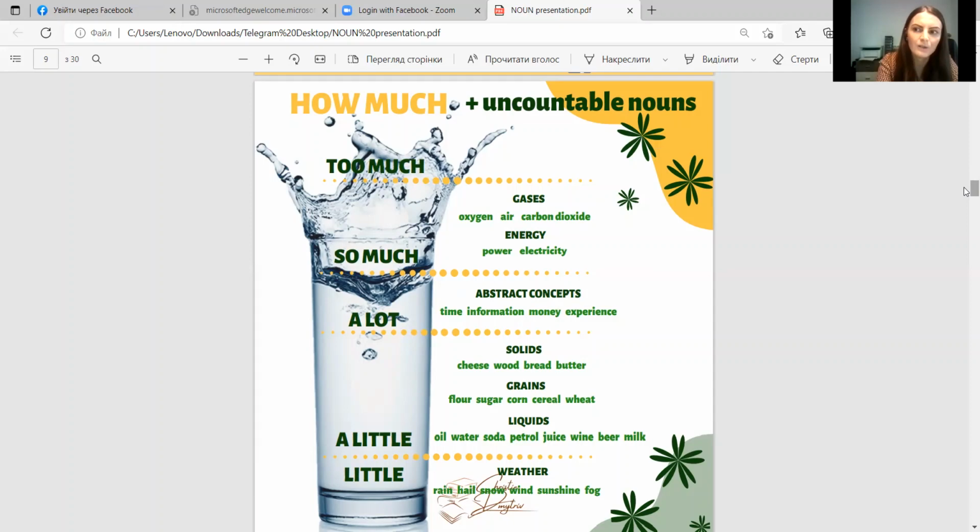Оце ви додали артикль, і його ніби стало більше, так? Тобто за рахунок артикля воно побільшало і в кількості. So, it's like, I have a little milk or little milk left in the fridge, so we may bake a cake.